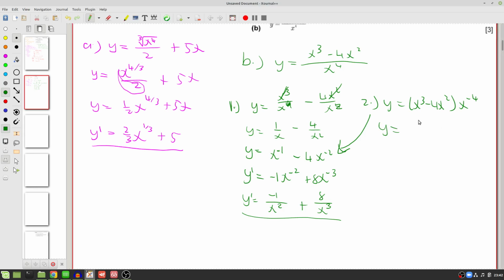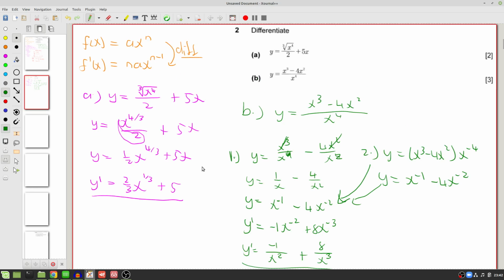Right, what do we do from here? Well, if we're multiplying and the bases are the same, then we add the exponents. So we've got an x here, and we've got negative 3 plus positive 3 plus negative 4 gives us negative 1. Then we've got minus 4x, and then 2 plus negative 4 is negative 2. So we see already we're right at this step, and from here we just differentiate. Okay, good. So that was the basic idea for question 2, and join me again soon for question 3.